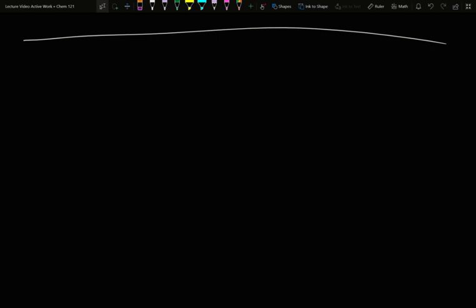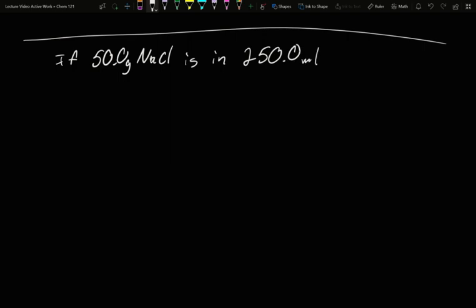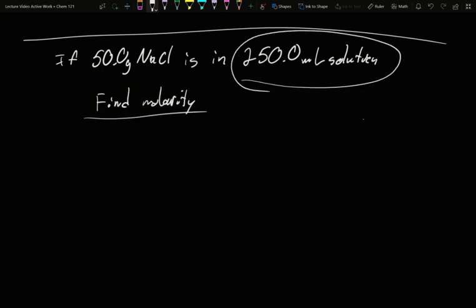What about making a solution? If 50 grams of NaCl is in 250 milliliters solution, let's find the molarity. Well, I've got a volume of solution, so I have part of it. Remember, my molarity is going to equal my mole over my liters. And so at the moment, 250 milliliters divide by 1,000 to get liters. I have 1/4 of a liter.